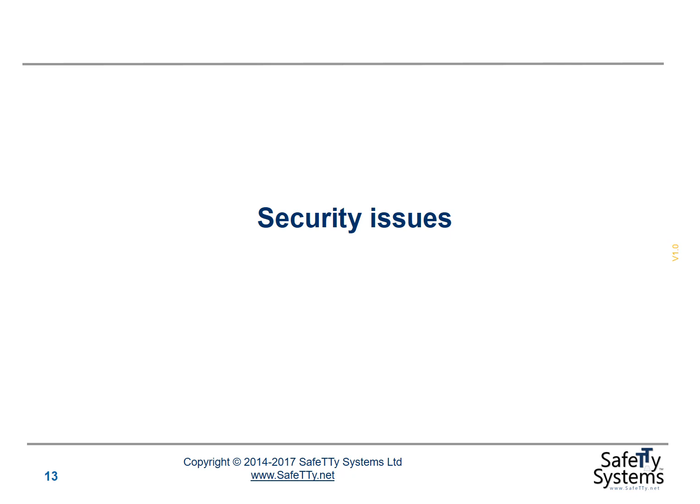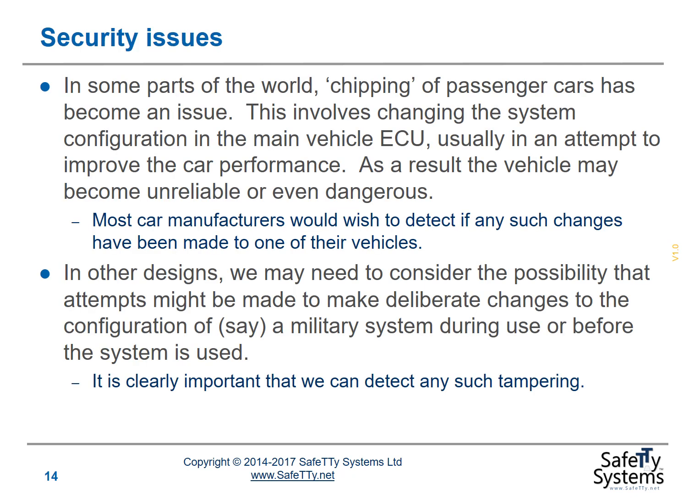We also need to think about security issues in many modern designs. For example, in some parts of the world, chipping of passenger cars has become an issue. This involves changing the system configuration in the main vehicle ECU, usually in an attempt to improve the car performance. As a result, the vehicle may become unreliable or even dangerous. Most car manufacturers would wish to detect if such changes have been made to one of their vehicles.